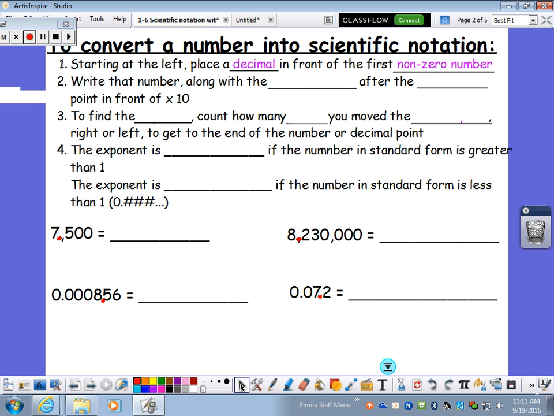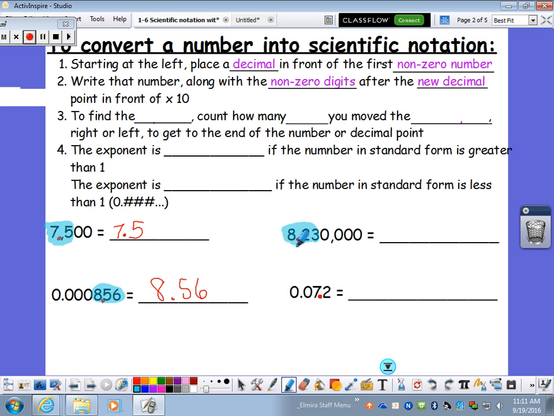The next part, I am going to write that number down along with the non-zero digits after our new decimal. Here's what I mean by that. So 7.5 would go on the line. 8.56. 8.23. 7.2.